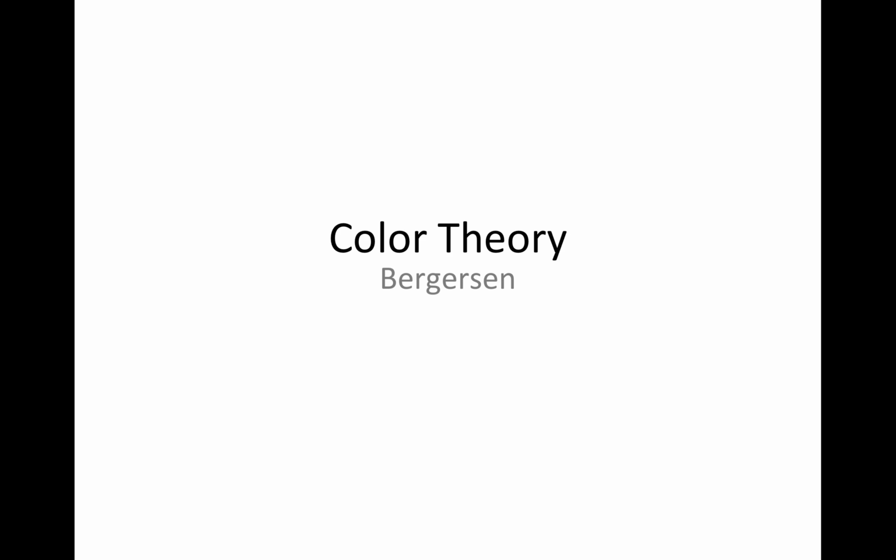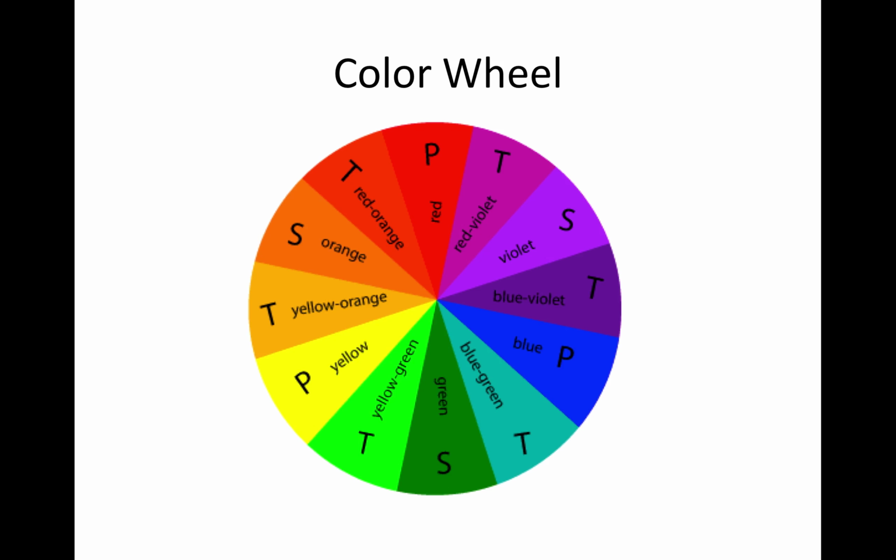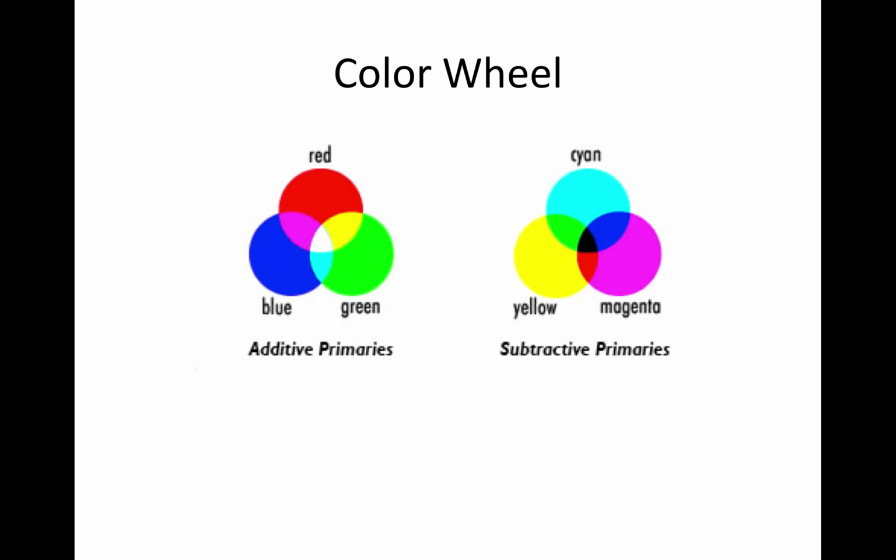Today we're going to talk about the element of color and color theory. Basically, the color wheel represents all of the colors that we have to play with in design. In video, we mix our additive primaries with our subtractive primaries to create all of these colors. The additive primaries are red, green, and blue, and the subtractive primaries are cyan, magenta, and yellow. Basically, blue and yellow are opposites, green and magenta are opposites, and red and cyan are opposites.